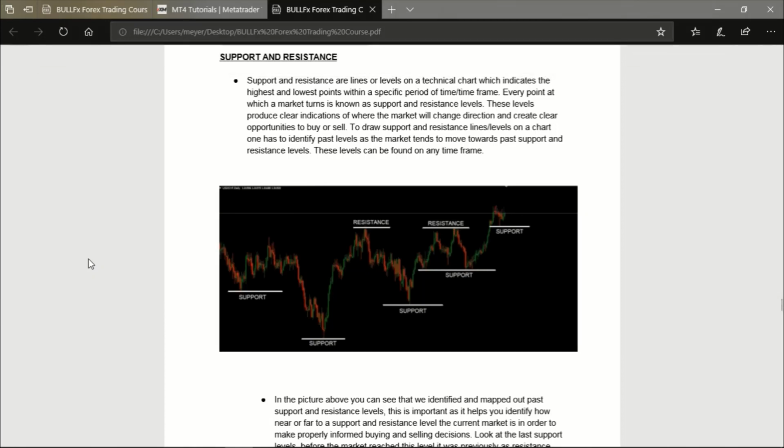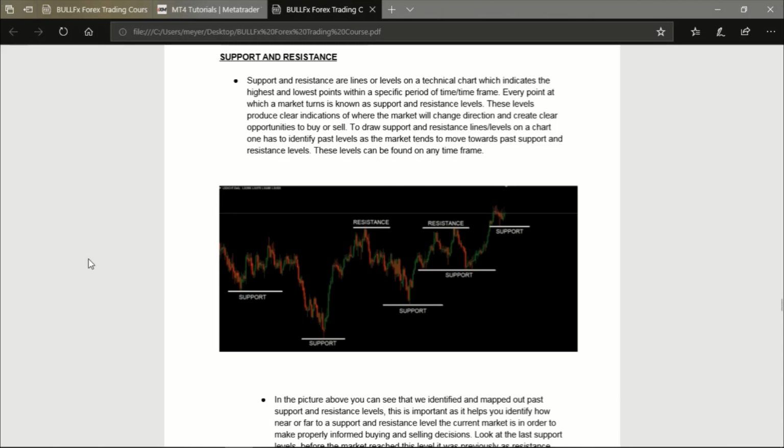Support and resistance. Support and resistance are lines or levels on a technical chart which indicate the highest and lowest points within a specific period of time or time frame. Every point at which the market turns is known as a support or resistance level. These levels produce clear indications of where the market will change direction and create clear opportunities to buy or sell.